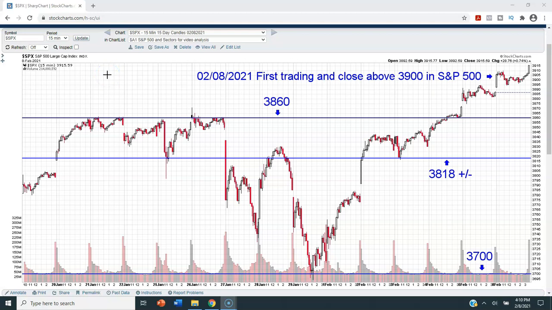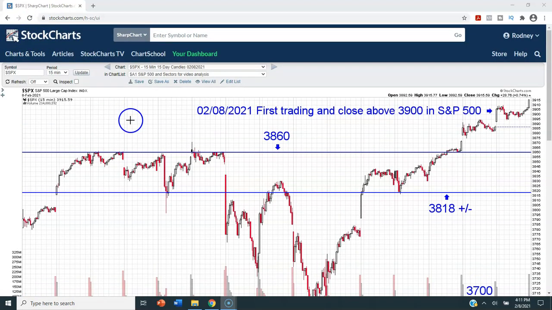Today we will be doing technical analysis on the S&P 500 for Monday, February 8th, 2021. And for this analysis, we will be using stockcharts.com.